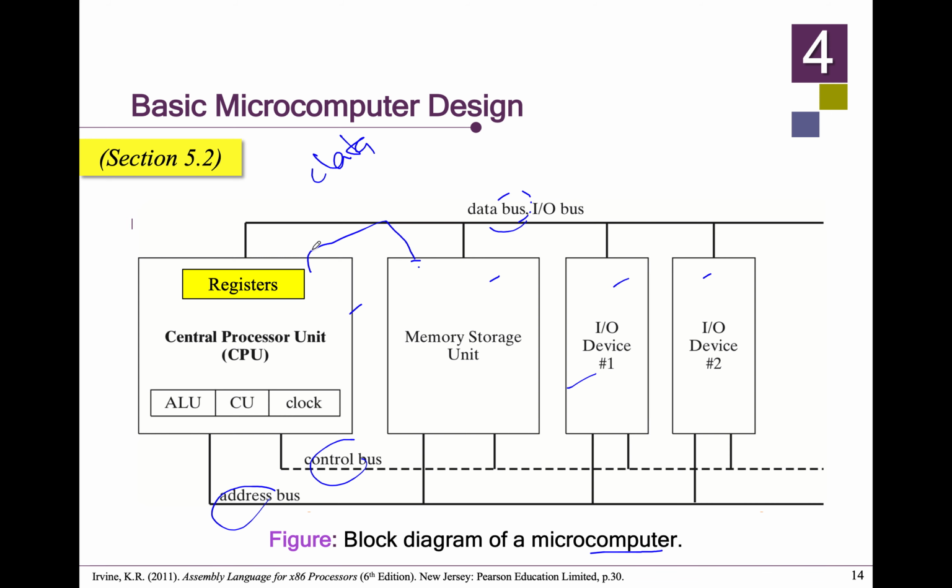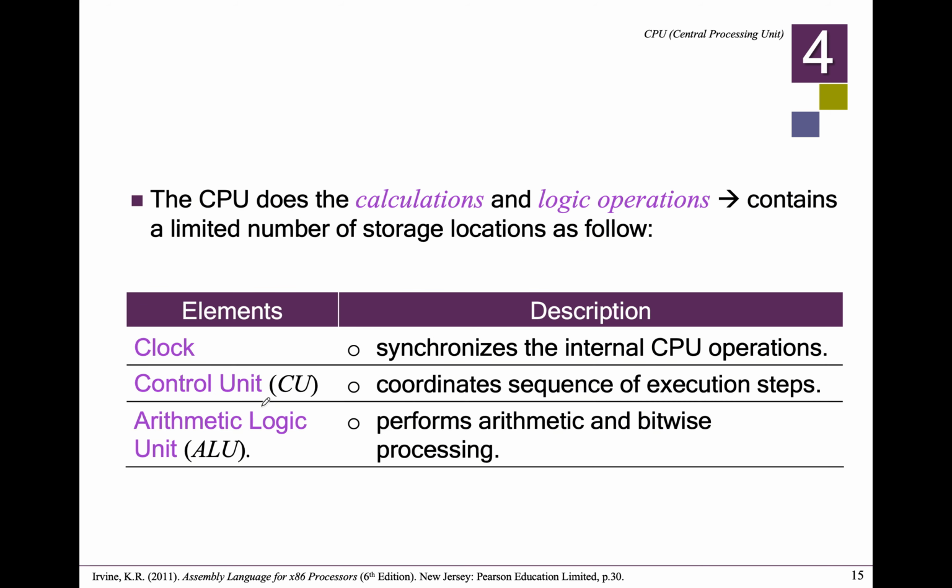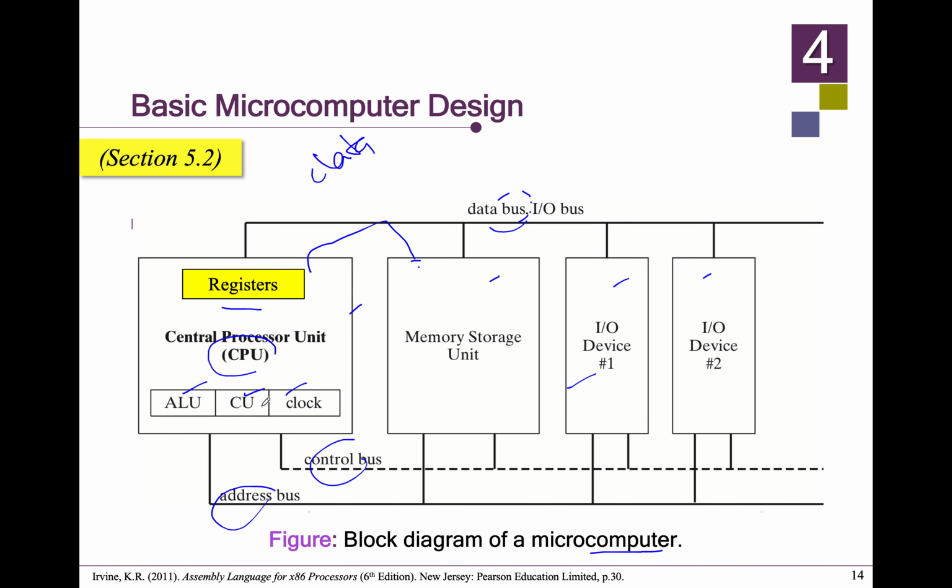And you can see you have your registers, and you have your CPU. Inside your CPU, you have the register, ALU, control unit, and clock. Later on you will see these are the three elements needed in your CPU. I guess we already looked at this in our early chapters, chapter 1 and chapter 2. Okay, that is the block diagram for your microcomputer.